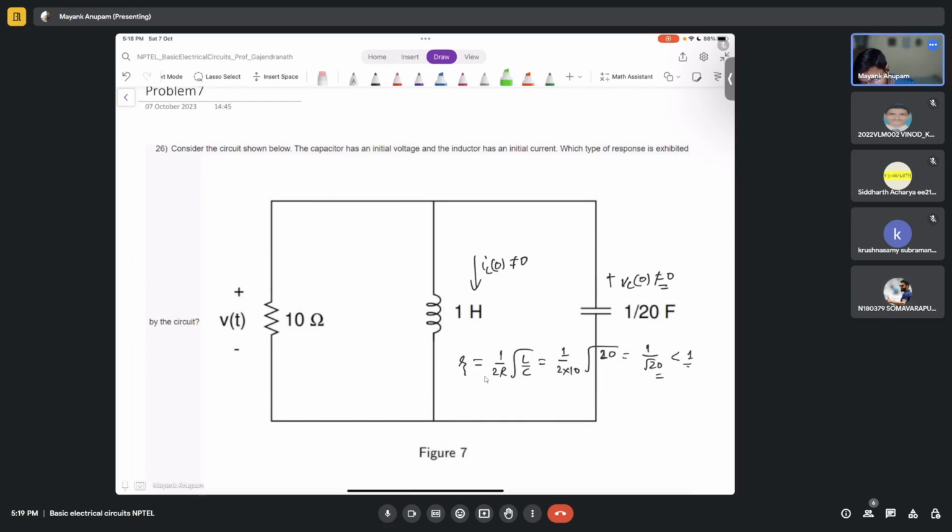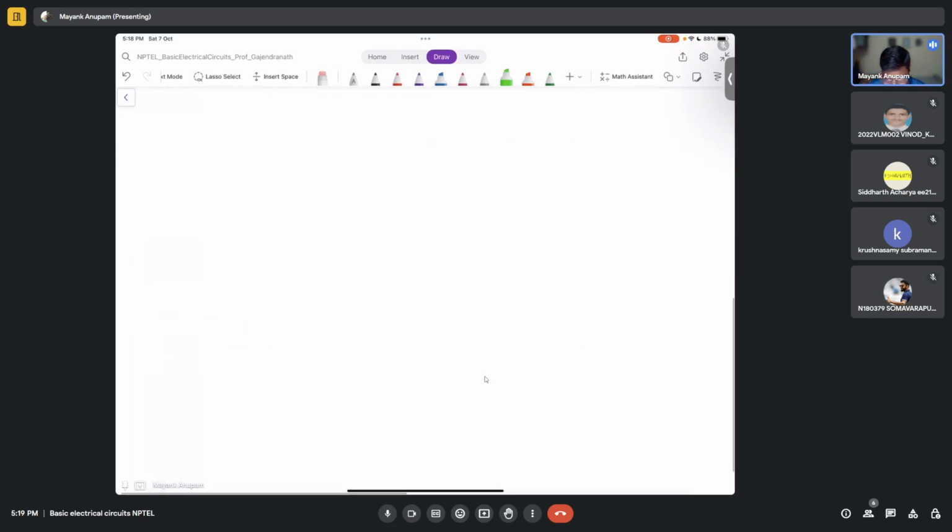Oh, Q. You see, the definition of Q is actually energy stored by energy dissipated. This is what Q is. This is how the quality factor is defined.